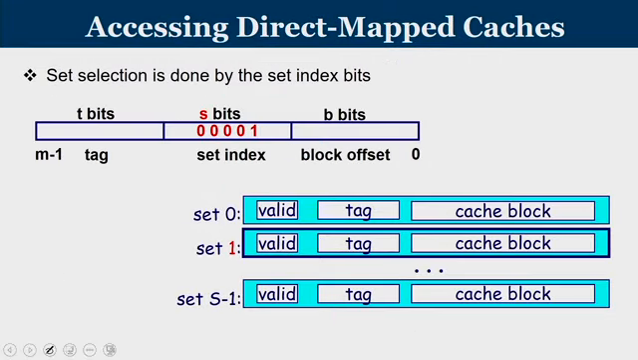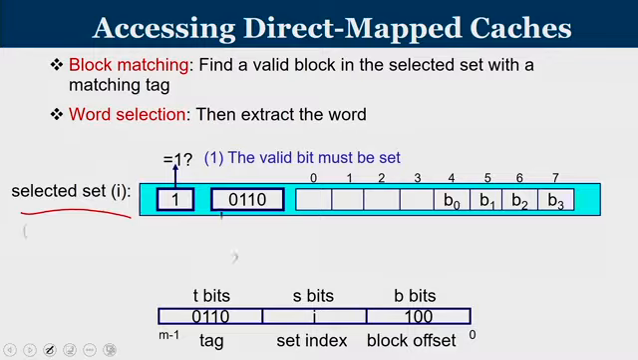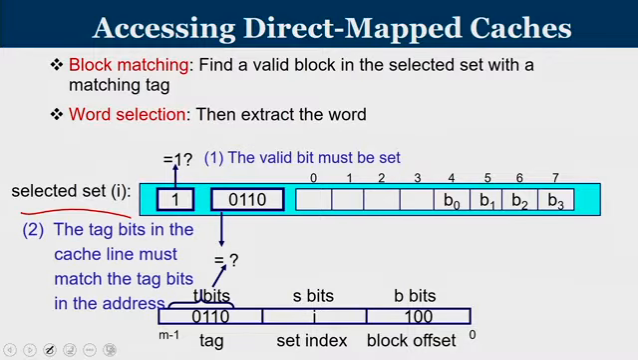So consider this case. Let's say in an example, I am interested in the set index value, and the set index value is 00001. It's a 5-bit set index value, which means I have 32 sets in my cache. So go to set number 1. That's the meaning of this. In set number 1, what are we going to do? Once you reach that particular set, first check whether the valid bit is equal to 1. If it is, then check whether the tag in the given address is the same as the tag already stored in the cache. The tag bits in the cache line must match the tag bits in the address.